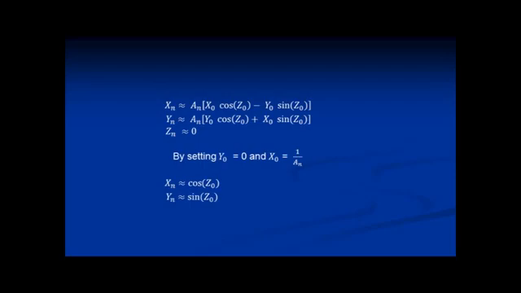Not only does this algorithm compute a vector rotation, but by setting y sub 0 equal to 0 and x sub 0 equal to 1 over a sub n, we get a function that produces x sub n equivalent to cosine of z sub 0, and y sub n equivalent to sine of z sub 0. Did the puzzle just come together and the picture pop out? Nice! We've got a way to produce sine and cosine functions in digital hardware or even software.